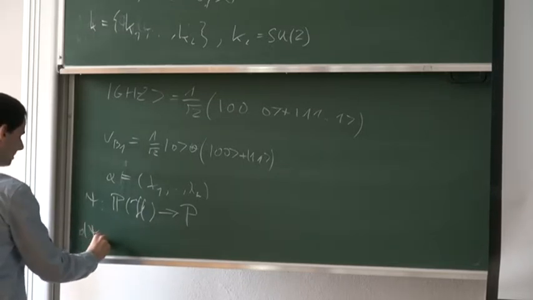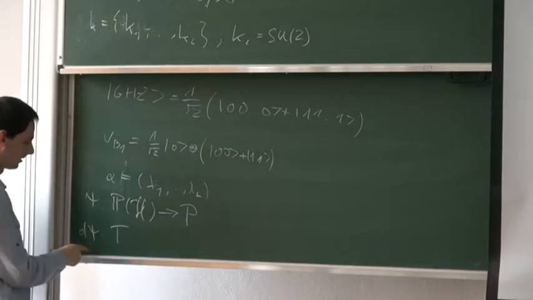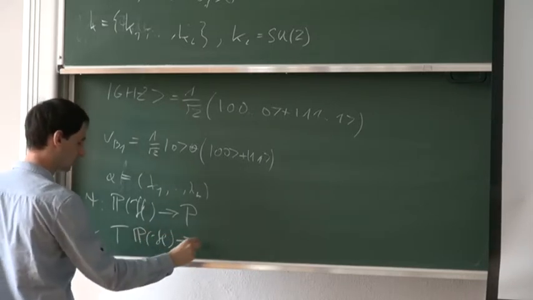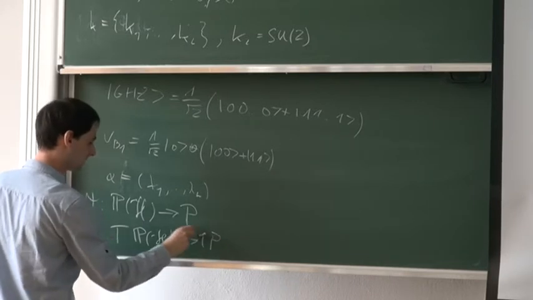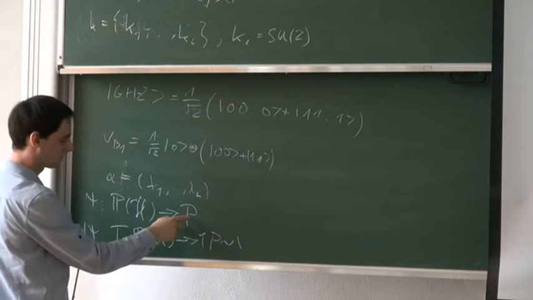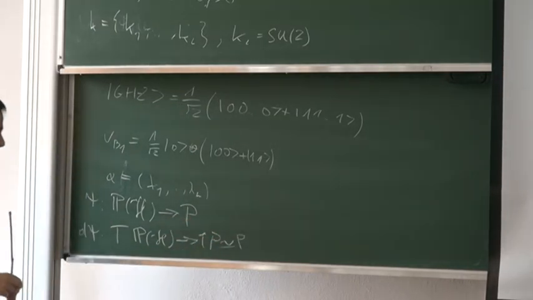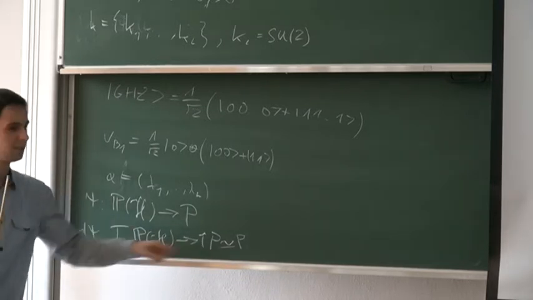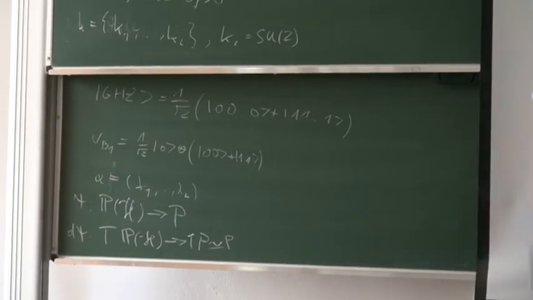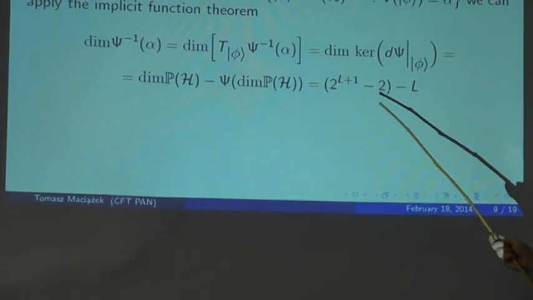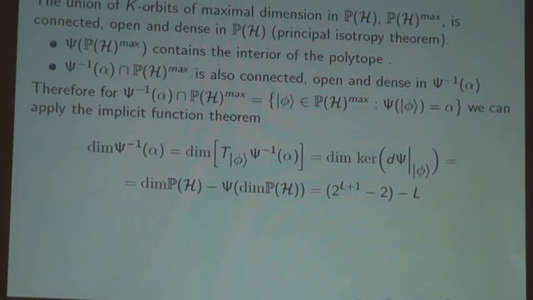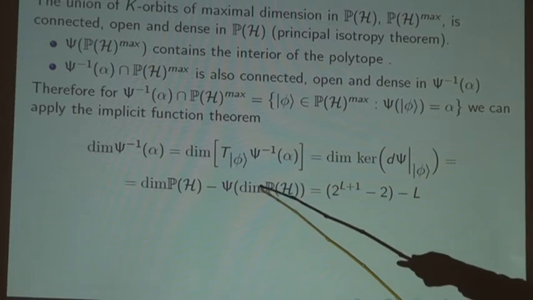The derivative is onto from the tangent bundle. This is a subset of a vector space, so it's the same as. Okay, so the dimension of the kernel is the dimension of this space minus the dimension of P. And this is what I wrote here. And the dimension of the space of states is 2. Something is wrong in this one. Psi of D. Oh, sorry. There should not be that k.